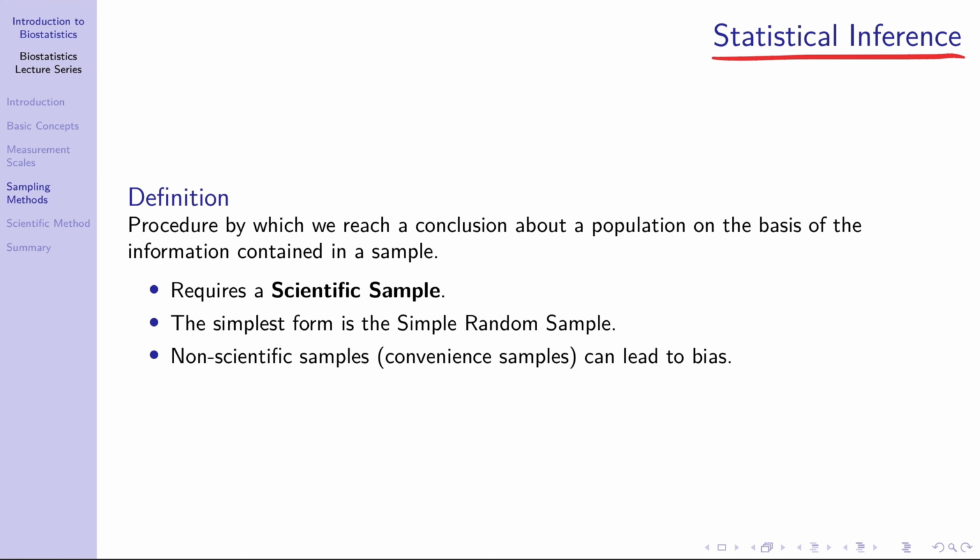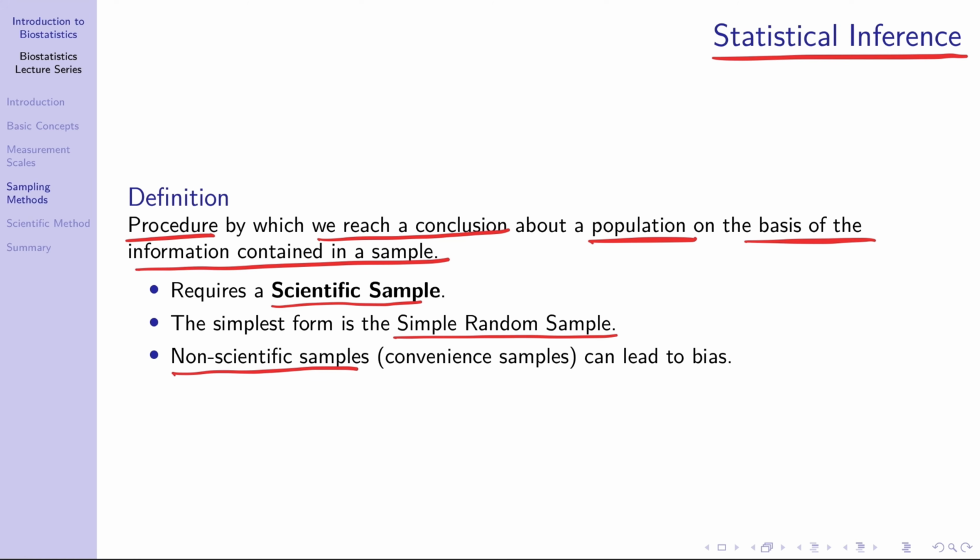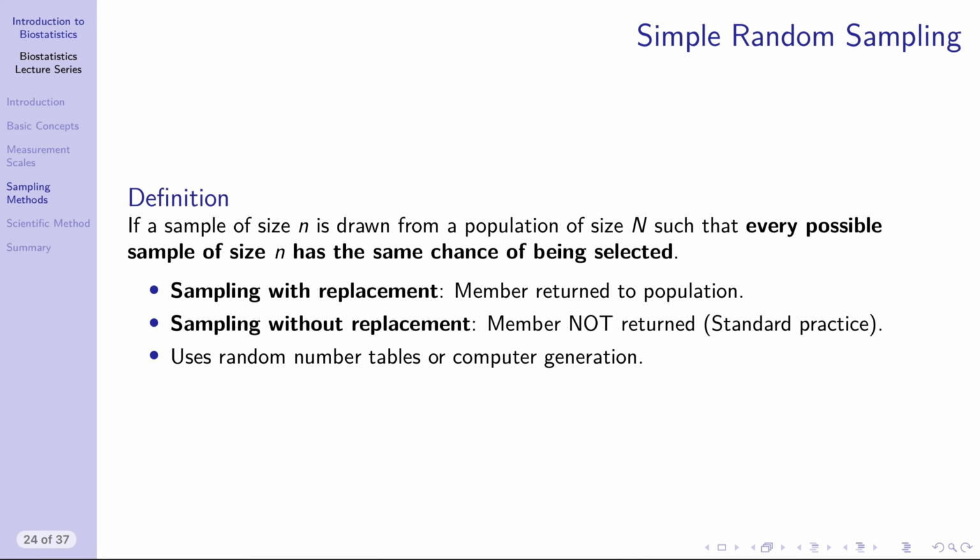So the next is the concept of statistical inference. What is statistical inference? Statistical inference is the procedure by which we reach a conclusion about a population on the basis of the information that is contained in a sample. This requires a scientific sample. The simplest form of what we call a scientific sample is called a simple random sample. Non-scientific samples, why do we not use them? Non-scientific samples are all generally called convenience samples. They can lead to bias, which means it can lead to errors in our judgment or errors in inference.